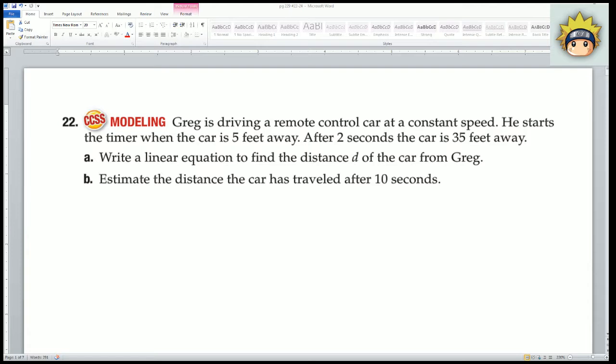A. Write a linear equation to find the distance d of the car from Greg. And B. Estimate the distance the car has traveled after 10 seconds. For those of you who are planning to do physics in your junior or senior year, this is an example of a 1D kinematics equation, which is just motion.